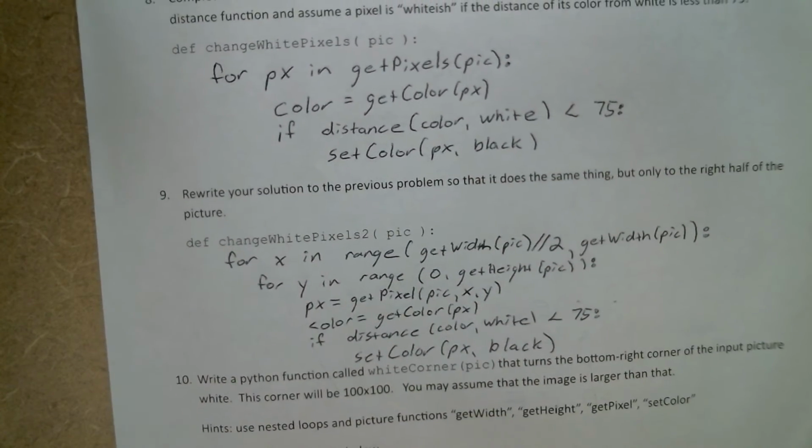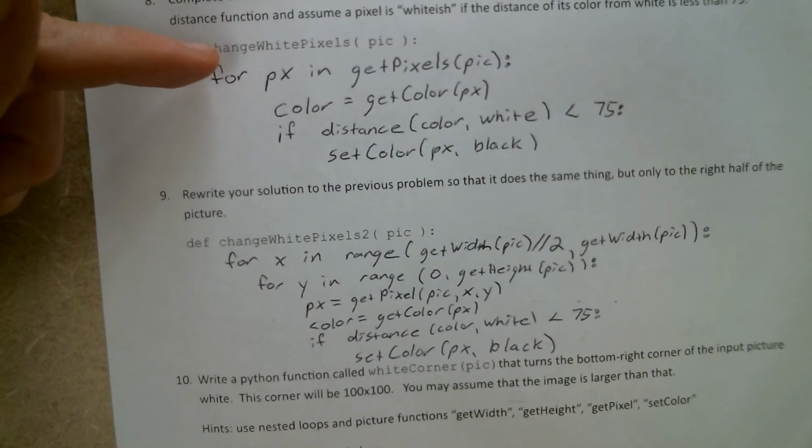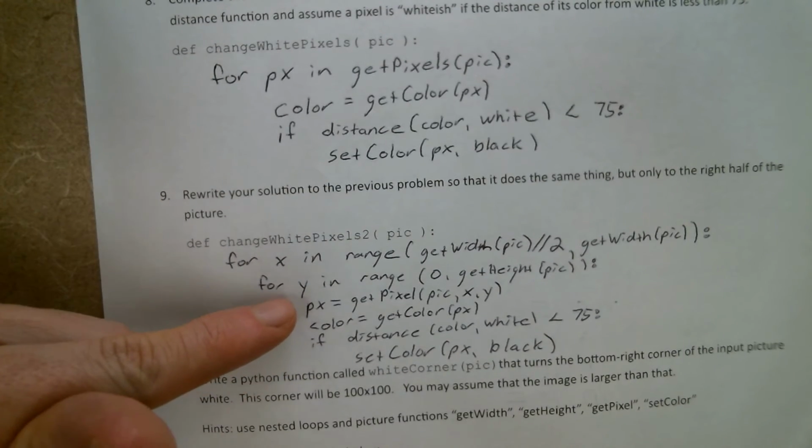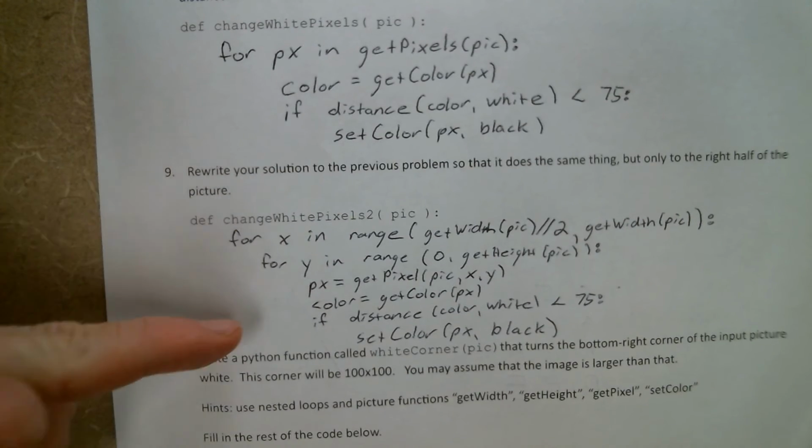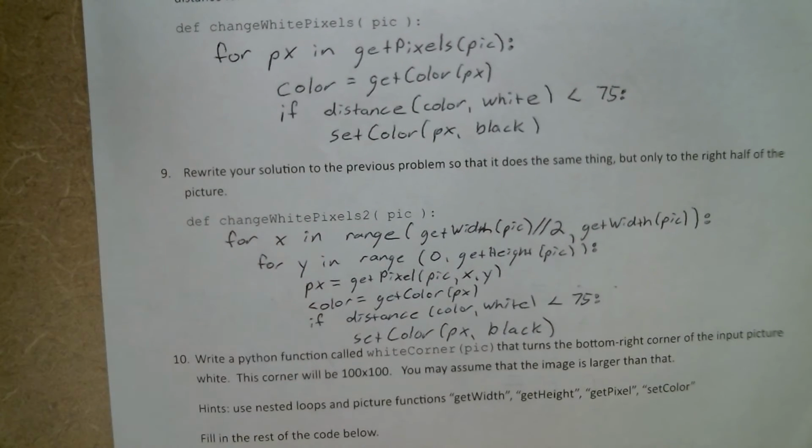All right, so when you're going through the whole picture, this is easier because you can skip the get pixel step. But when you start targeting parts of the picture, you have to use the XY setup and then include this extra step where you actually retrieve the pixel that you want to change.